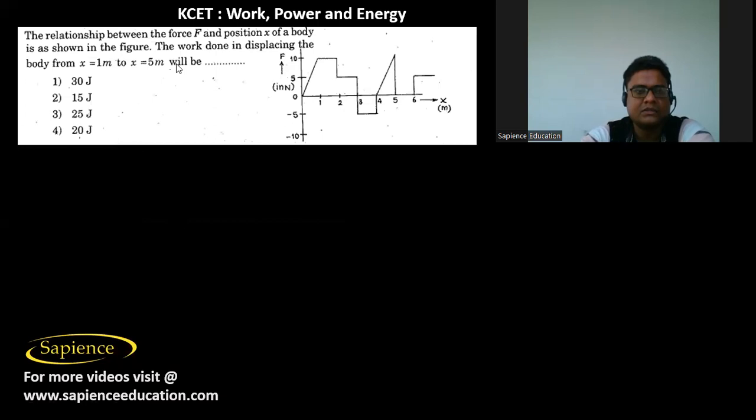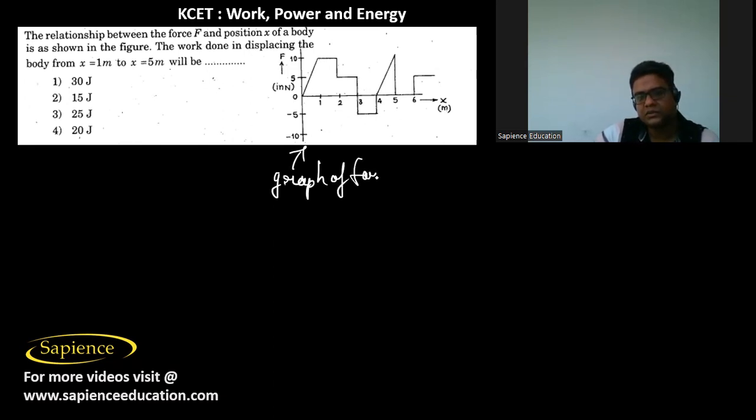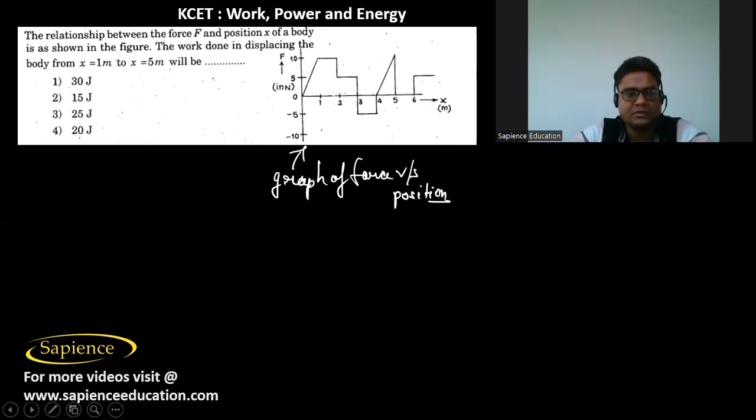Then here it is told that the relationship between the force F and position x of a body is as shown in the figure. So it is the graph of force versus position. The work done in displacing the body from x equal to 1 meter to x equal to 5 meter will be.